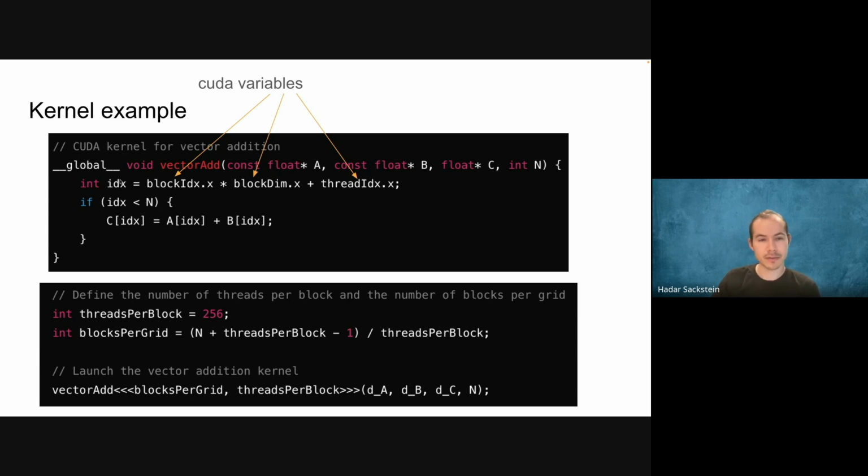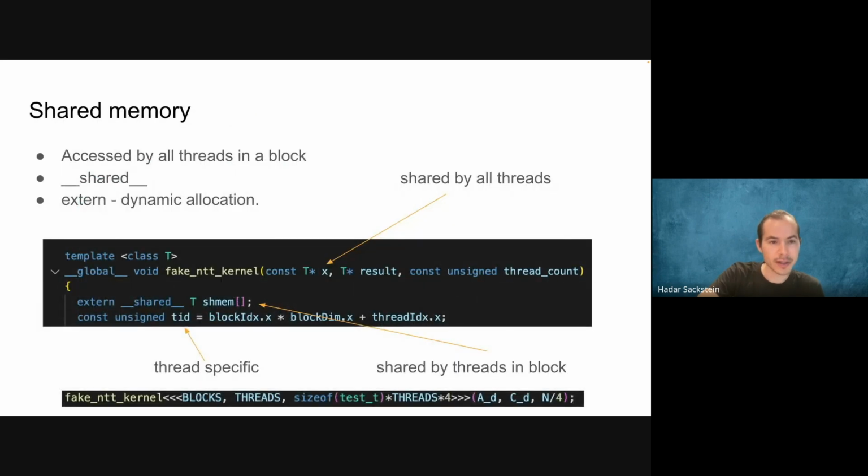So this variable is different per thread. That's why this variable is also in the register memory. Okay, thanks for the question. So moving on to the next slide. Shared memory.